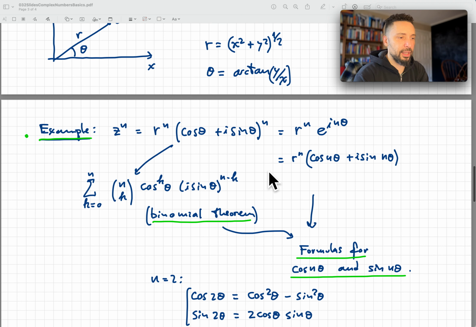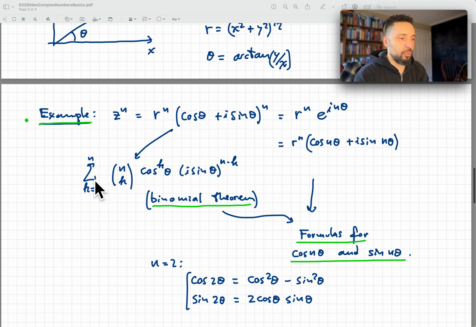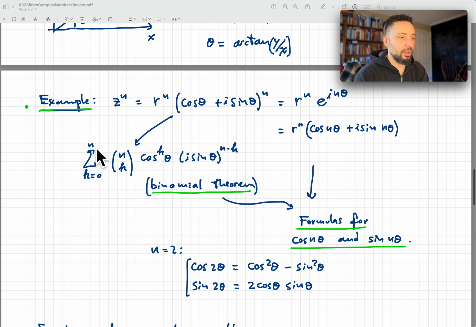And so let's take a look at that. How do we expand this mess here? Well, we use the binomial theorem. So we go ahead and take the fact that this is just two terms elevated to the nth power, and we use the famous Newton binomial theorem, where we have a sum from k equals 0 to n of the binomial coefficient n k, and then we have the cosine to the kth power, and then i sine to the n minus k power. You could expand this, for example, for n equals 2 and see what happens, for n equals 3 and see what happens.